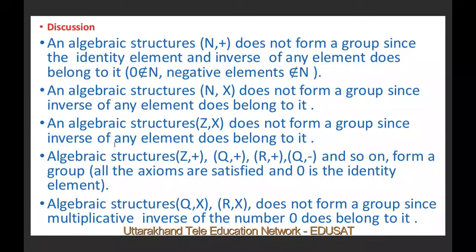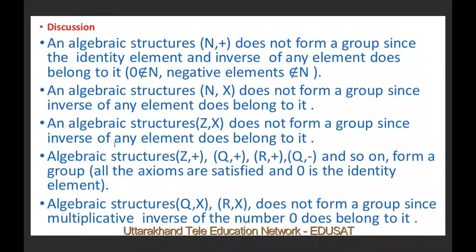Now we will discuss some of the groups. The algebraic structure (N, +), the set of natural numbers equipped with addition, does not form a group because the additive identity is 0 but 0 does not belong to N. 0 is not a natural number. Also, for additive inverse, if 3 is a natural number, its additive inverse is minus 3. So minus 3 is also not a natural number. So the set of natural numbers equipped with addition does not form a group.